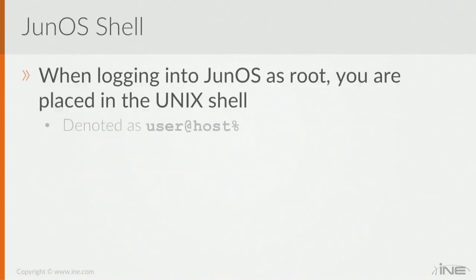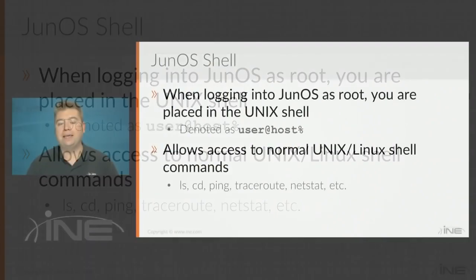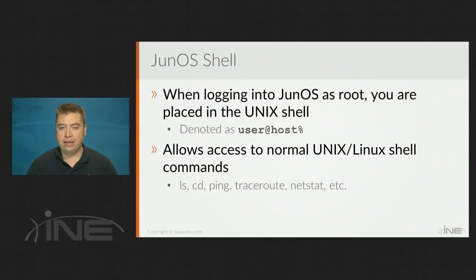Now, the shell, as we saw, is where we're first placed when we log into the box. So we log in as the root user. This is going to place us into the Unix shell where we can run normal Unix commands like listing the directory, changing the directory, ping, traceroute, netstat. So basically, underneath it is a Linux box. It's based on BSD code, I believe. So normal verifications of the system, you can do that from the Unix shell.